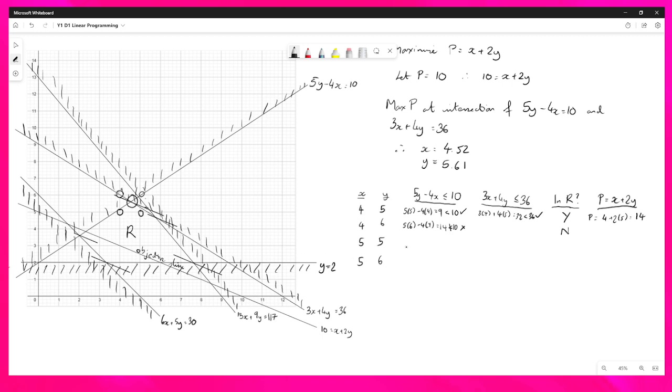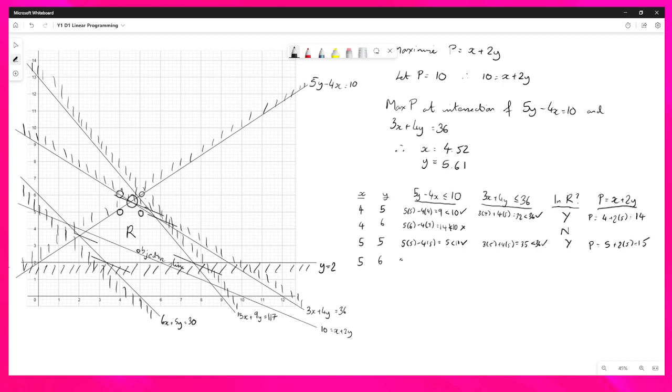So we keep going. We can see that we've got 5 times 5 minus 4 times 5. So 25 minus 20 is 5, which is less than 10, which is good. 3 times 5 plus 4 times 5 is 35, which is less than 36. So this one's in the feasible region. And so we get our value of p as 15.